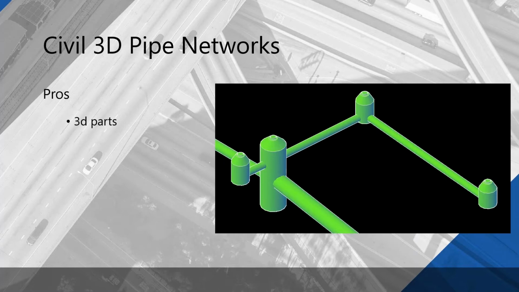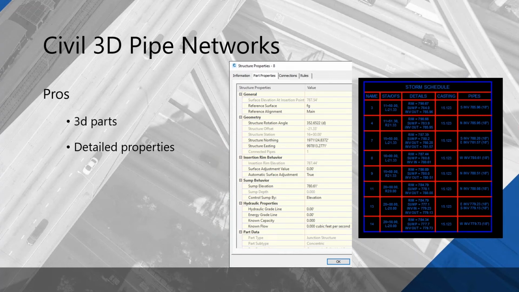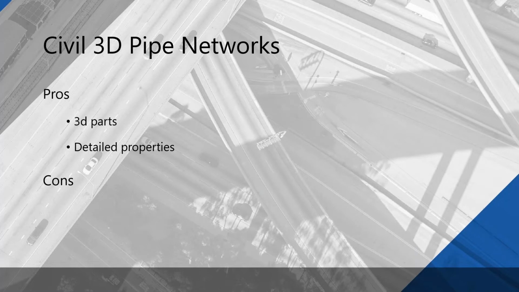So what are some of the pros of Civil 3D pipe networks? Well, they're 3D parts, and while we don't print them so much in 3D, the fact that they are 3D, getting cross sections and profiles and everything from a single part is great. We almost take that for granted when we're using pipe networks, but that's a nice part of them. They have a lot of detailed properties in them. The structures, the pipes, all of our invert and material information and part type information, it's all in there. And it allows us to get all kinds of detailed labeling, tabling, exports, what have you, right? So they're nice 3D parts with a lot of information in them.